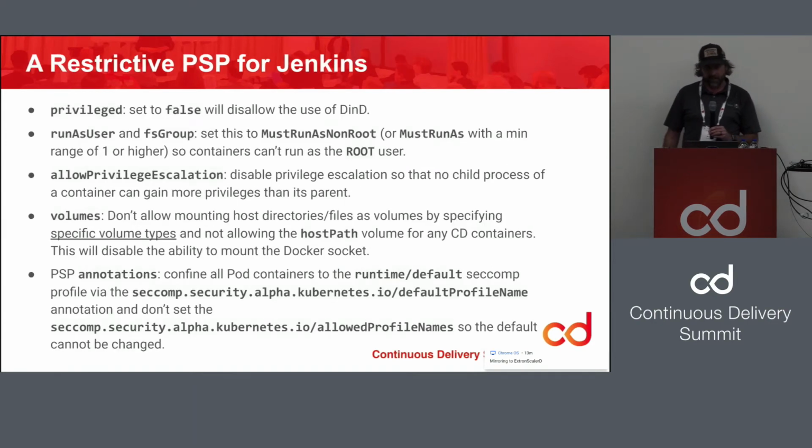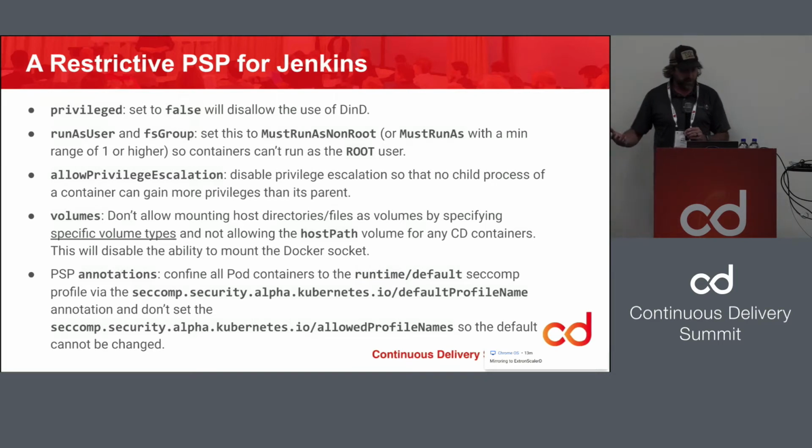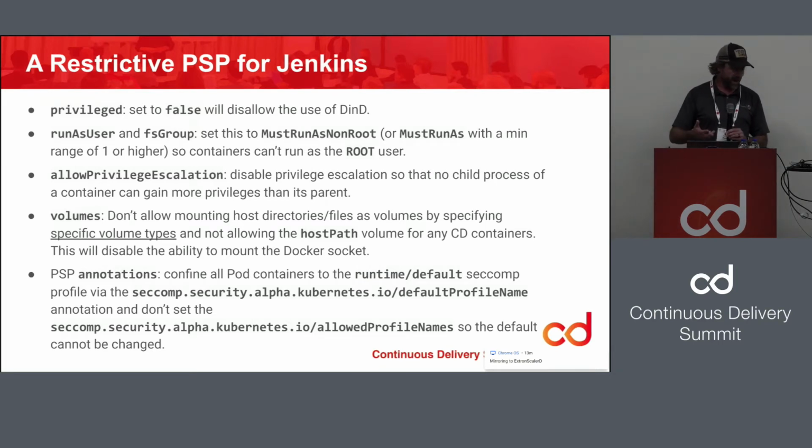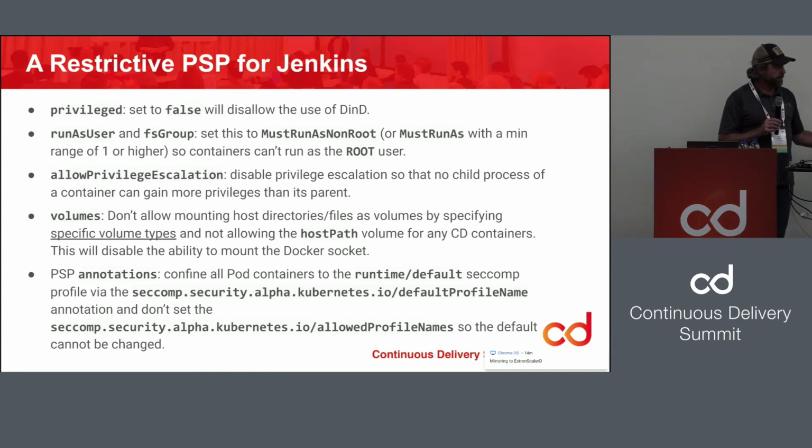So here's a very restrictive pod security policy for Jenkins, the master itself that's running on Kubernetes, and the agents that spin up with the Kubernetes plugin. First of all, setting privileged to false will not allow Docker in Docker. Also, it doesn't allow escalation, to make it harder to find a route to attack. Run as user: you should either run this as must run as non-root or run this as any range of 1 or higher. So again, not allowing root to run in the container, which is typically a common best practice.